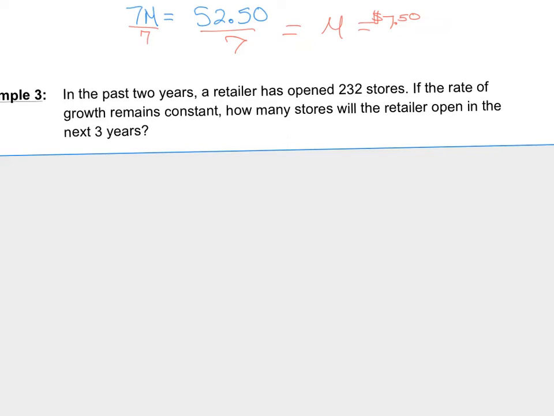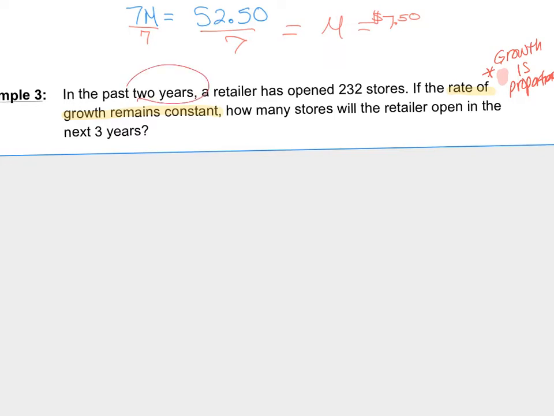So these words here, the rate of growth remains constant, means that it's proportional. If these words confuse you, just remember that when you see the words rate of growth remains constant, it means that growth is proportional. That's basically saying that growth is proportional. And that just means you can set up a proportion.